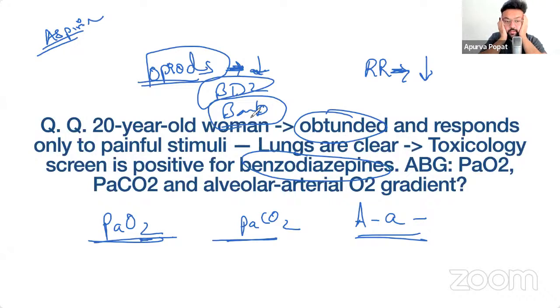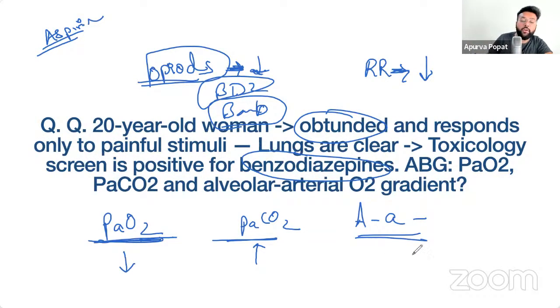Please remember this. When somebody decreases your respiratory rate, what will happen to your PaO2? If your respiratory rate is low, will you oxygenate properly? No. Your PaO2 will decrease. If your respiratory rate is low, will you be able to wash out carbon dioxide? No, so there would be an increase. PaCO2 will increase. Okay, so PaO2 decreases, PaCO2 increases.